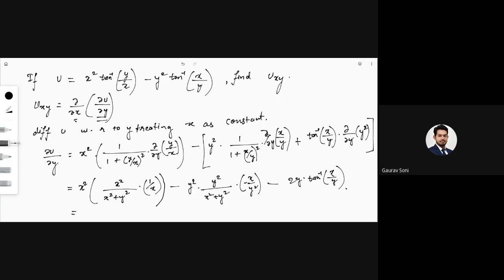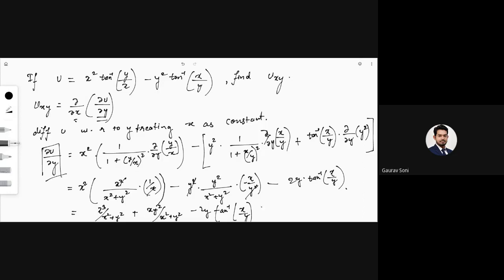And so this is x cube upon x square plus y square. This y square and this y square will get cancelled out. Minus minus will become plus x into y square upon x square plus y square. And the last one is minus 2y tan inverse x by y. So what we have got is partial derivative of u with respect to y.